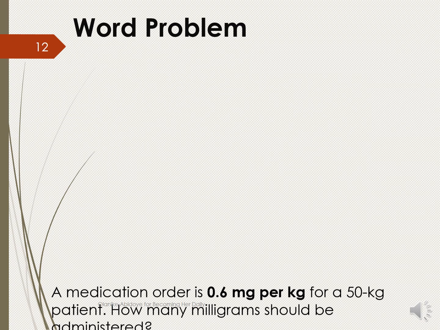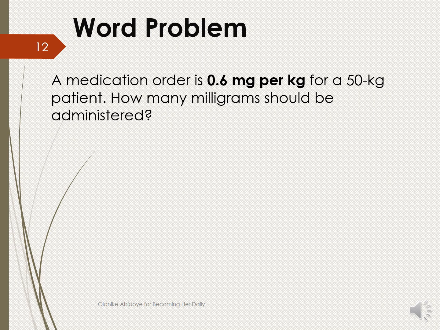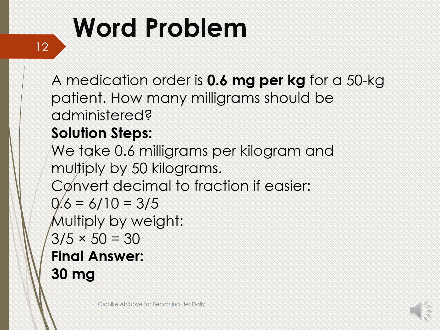The next one, we are looking at another word exercise. A medication order is 0.6 milligram per kilogram for a 50 kilogram patient. How many milligrams should be administered? If you look at that, 0.6 milligram will be for 1 kilogram. So when you have a 50 kilogram patient, to know the milligrams that will be administered, it will be 0.6 times 50.